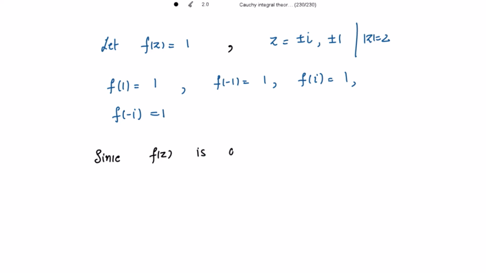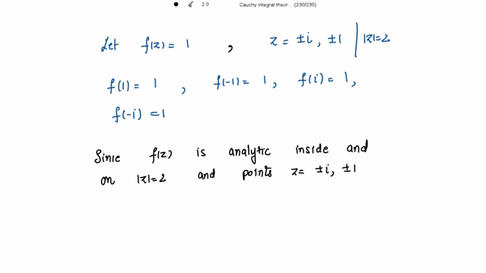Now since f(z) is analytic inside and on the circle, mod z equal to 2, and all these points, that is z equal to plus minus iota and plus minus 1, also lie inside this circle mod z equal to 2. So for these points now we are going to apply the Cauchy's integral formula.